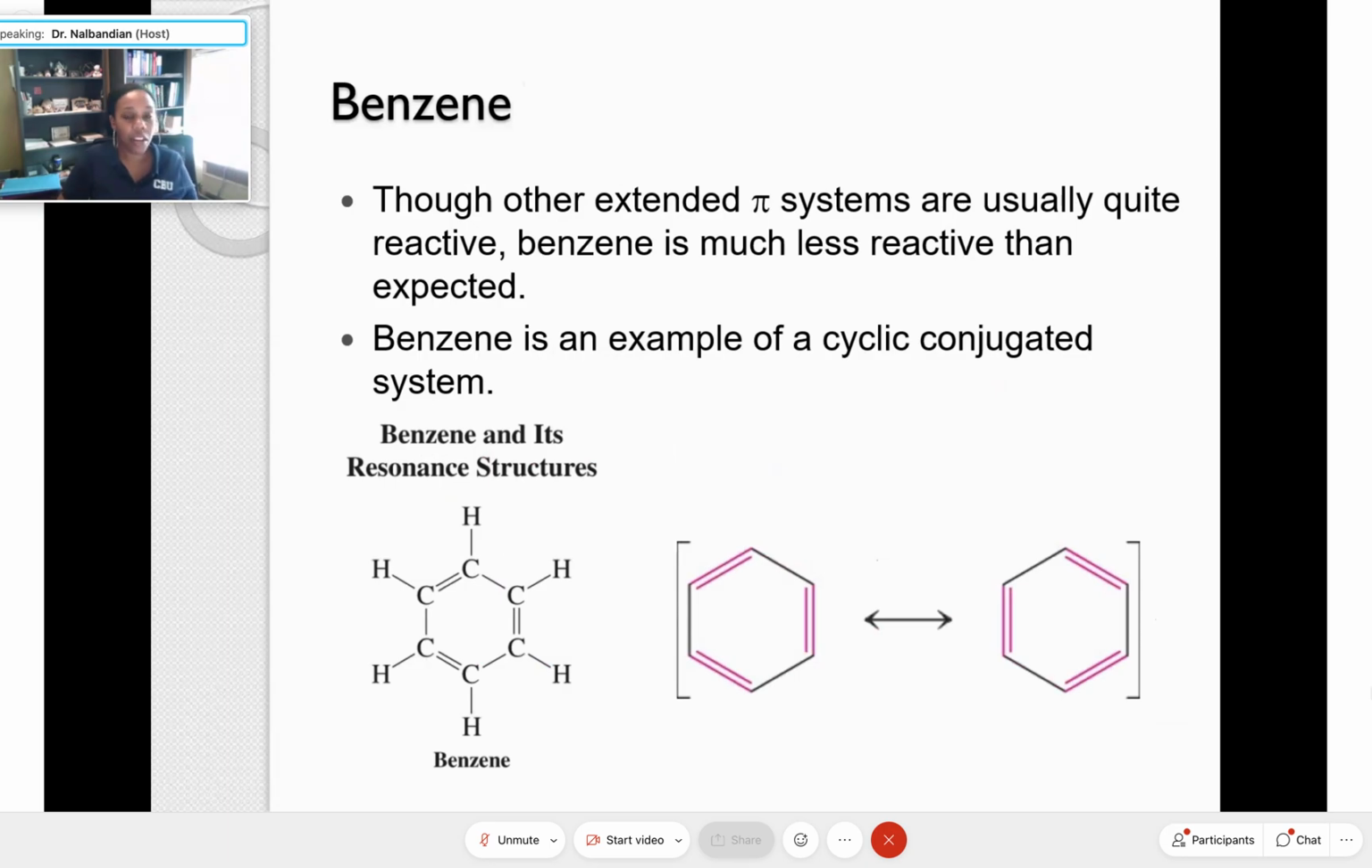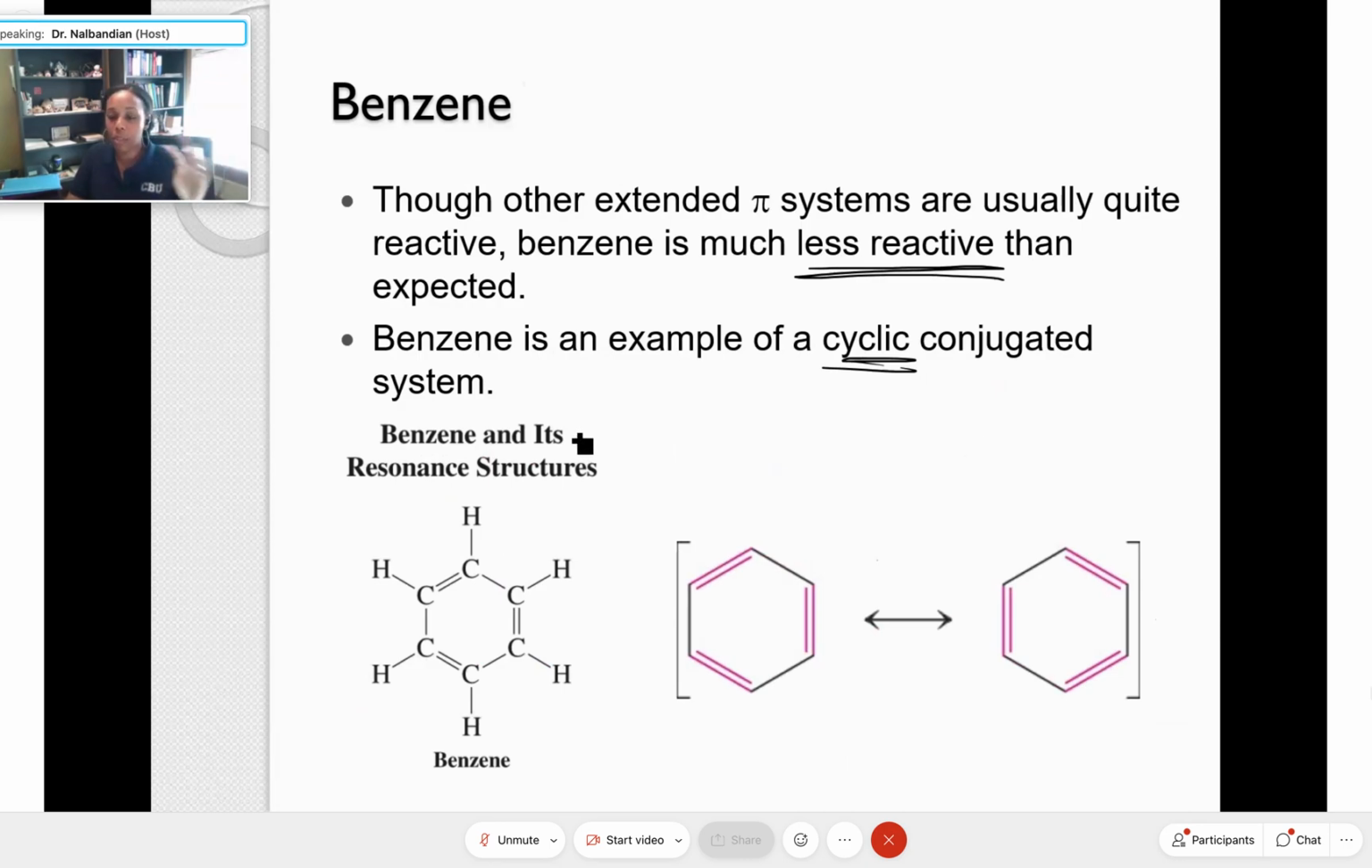So here's another extended pi system, benzene. We've seen benzene before. And so what have we been saying? We've been saying that we have these extended pi systems. They are very reactive, but benzene is very stable. Benzene is not very reactive, much less reactive than other extended pi systems. But it is that way because it is a cyclic conjugated system. So benzene is in a class all its own.